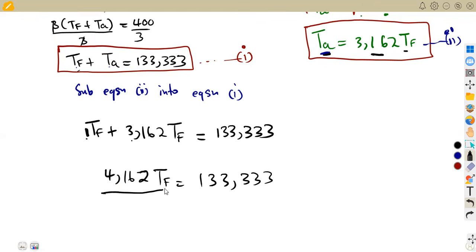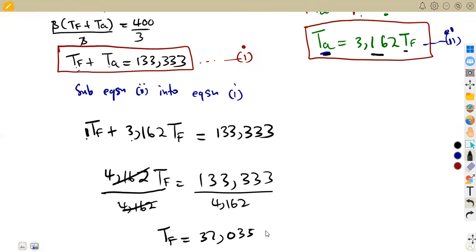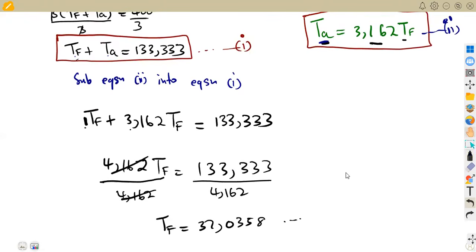So how are we going to obtain the value of TF? We can divide both sides by 4.162. That means we are going to have the number of teeth on gear F, which is going to give us 32.0358 and so on. We are considering the number of teeth, so we take this to the nearest whole number. It follows that our TF is going to be 32. So we've got the number of teeth on F.